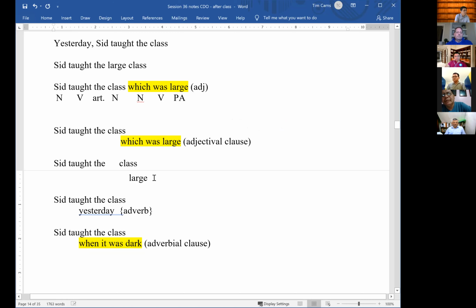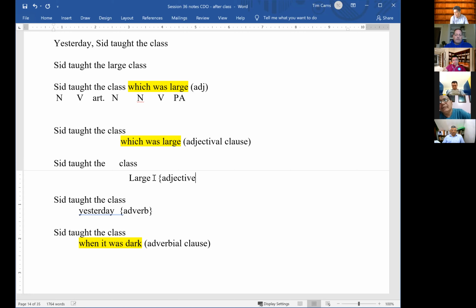Or large would just be called an adjective, because when it's a single word, you just call it the adjective or adverb. But if it's a phrase or a clause, you would call it an adjectival phrase or adjectival clause. And all that means is the clause or the phrase is acting like an adjective, modifying a noun. You guys with me? Yes, Pastor Tim.